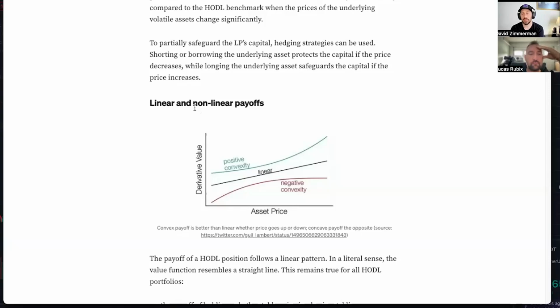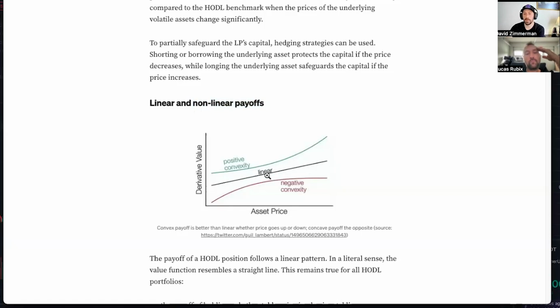Yeah, so I want to talk a little bit about hedging and a little bit about how liquidity pools work, just a high level overview. So we have non-linear payoffs as liquidity providers. Now, what does that mean? Well, a linear payoff is this. So if I'm holding an asset spot, I've got a linear payoff here.